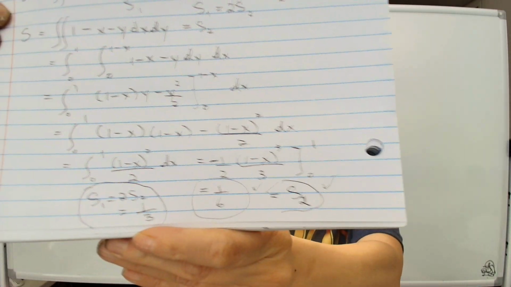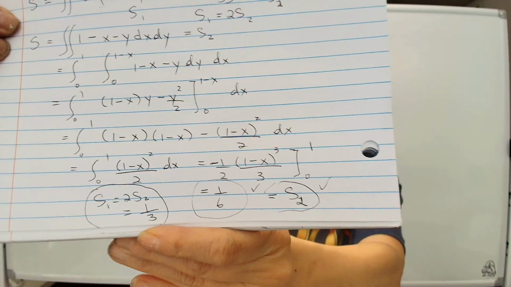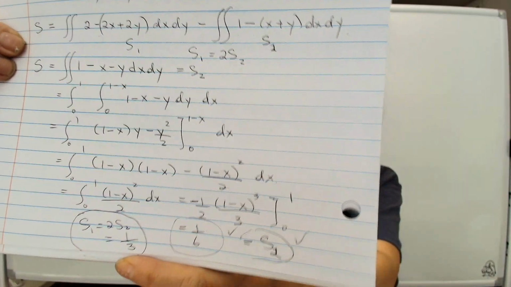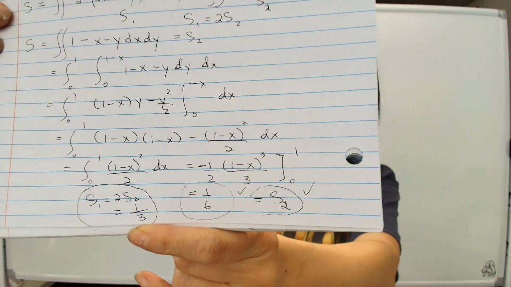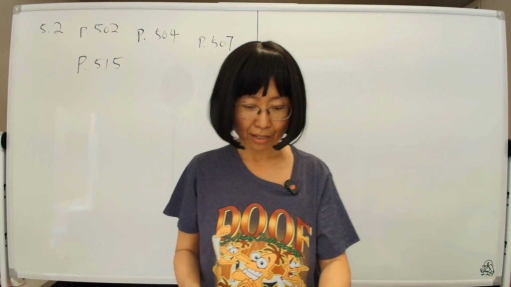So here S2 is also equal to 1/6. And then the original S, what is that? Oh, S1, the original S1, is equal to 2 S2. It just happened to be that way. So then it equals 1/3. So that is the answer to our problem.